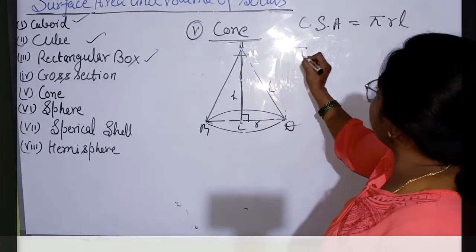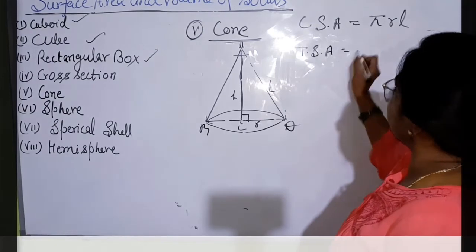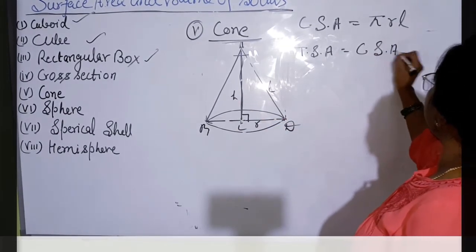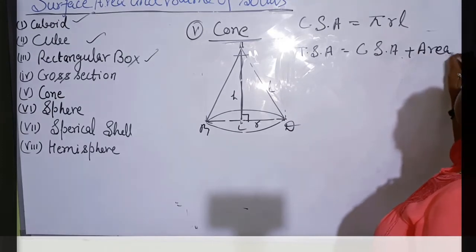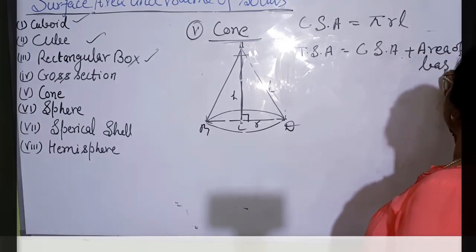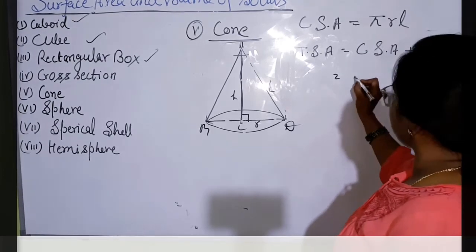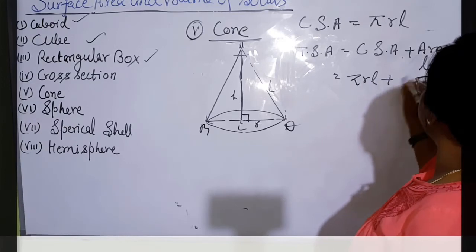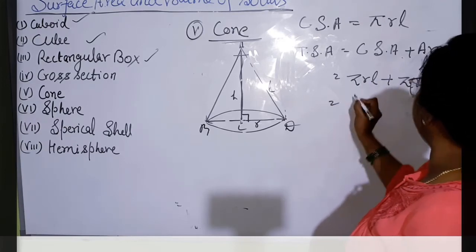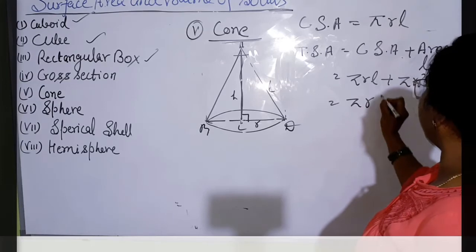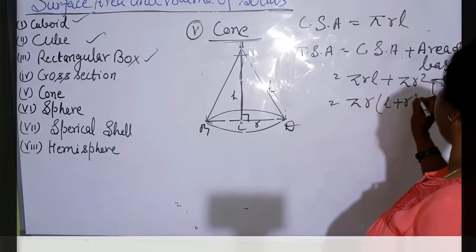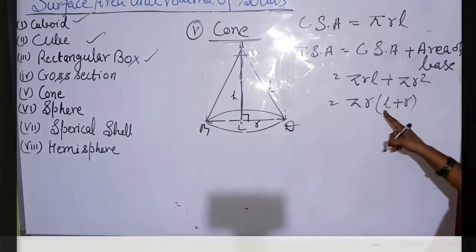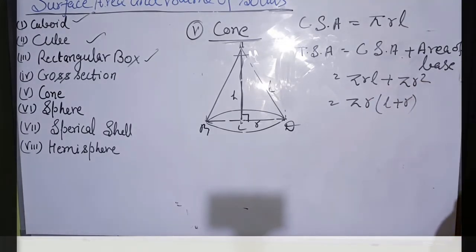And total surface area is equal to curved surface area plus area of base. And the base is a circle. So curved surface area is pi r l plus base is pi r square. Now pi and r are common, so l plus r. The actual formula of total surface area is pi r (l plus r).